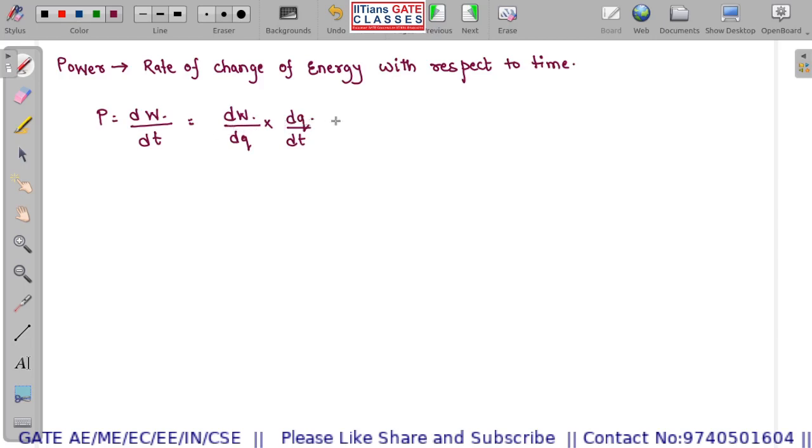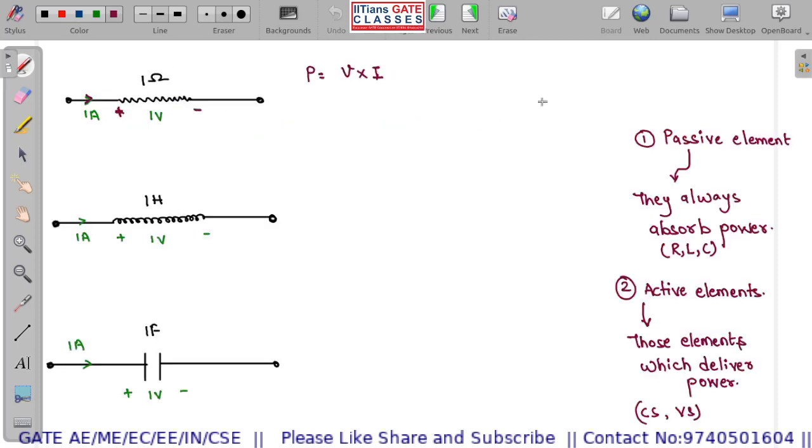So I can do this. This dW by dq, the rate of change of work with respect to the charge, is known as voltage, and dq by dt is current, the rate of flow of charge with respect to time. So power, you can see, is basically voltage into current. The same thing I have used over here.